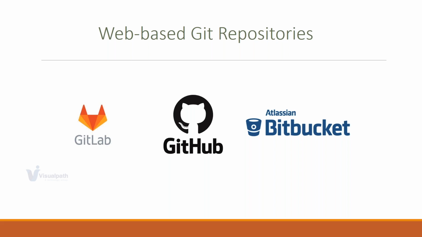Why do we use these web-based Git repositories? Git is a tool where you execute some commands. It's a command line terminal where you execute commands. But if I want to see my code in a graphical interface, I need to integrate Git with any of these web-based Git repositories. I'm going to cover GitHub because GitHub is hosted on cloud and we can simply create an account and start using it.